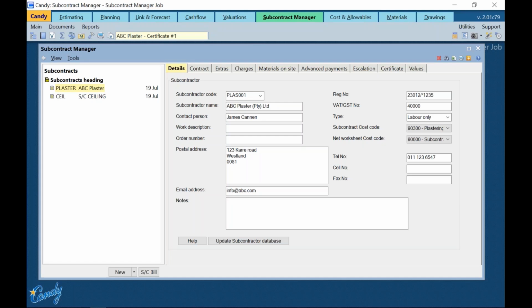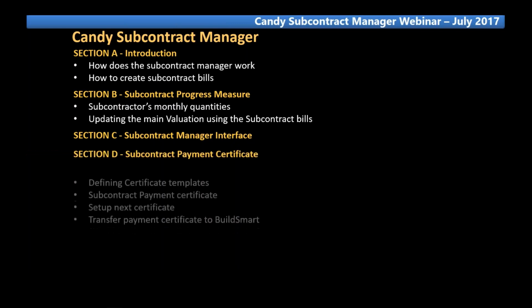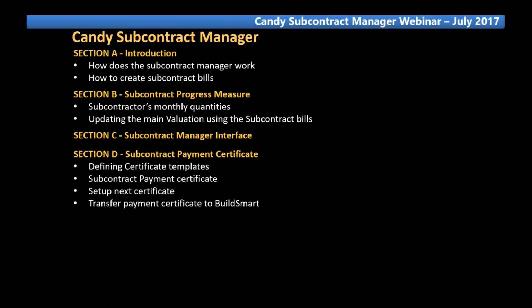Now, from Candy, let us switch back to the content page. Section D, subcontract payment certificate. Defining a certificate template, subcontract payment certificate, setting up the next certificate, and how to transfer the payment certificate to Bill Smart.